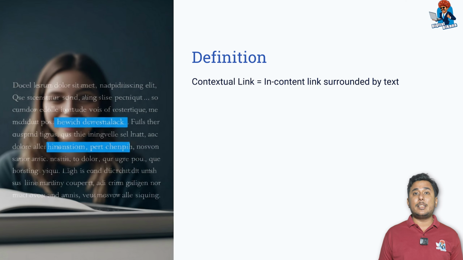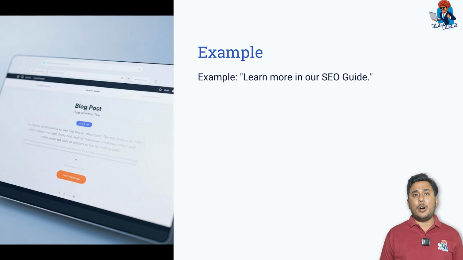A contextual link is a hyperlink placed within the body of the page content, surrounded by relevant text. Unlike sidebars or footers, contextual links appear naturally in the flow of the content. For example, in a blog about digital marketing, a sentence like "Learn more in our SEO guide" contains a contextual link. It connects readers to a relevant page.